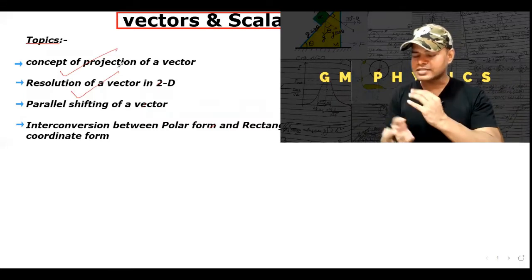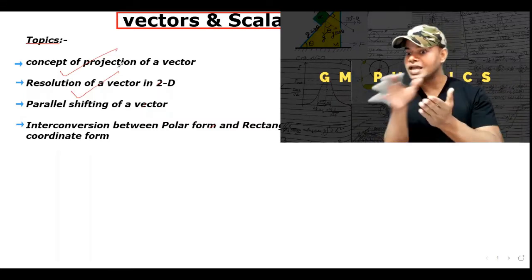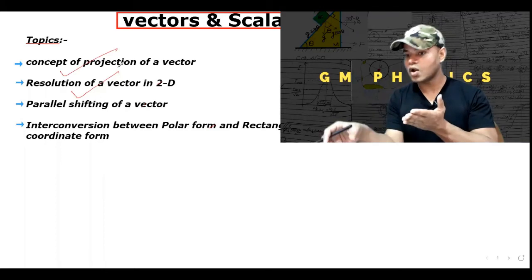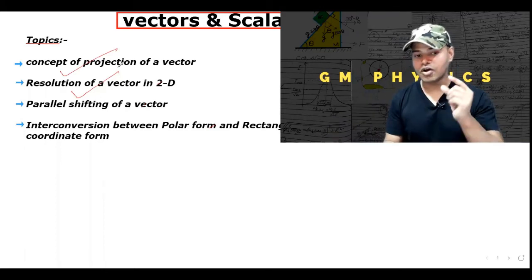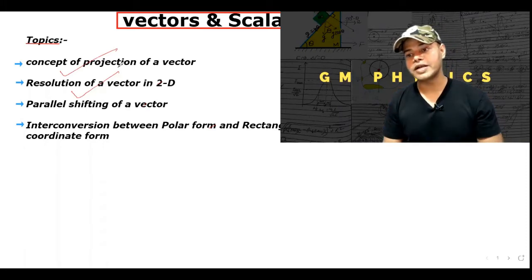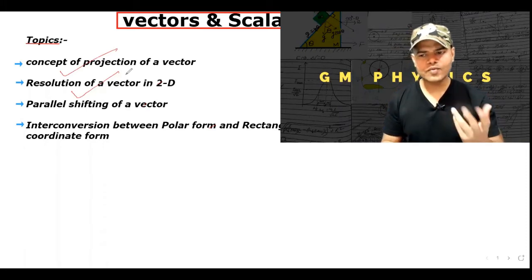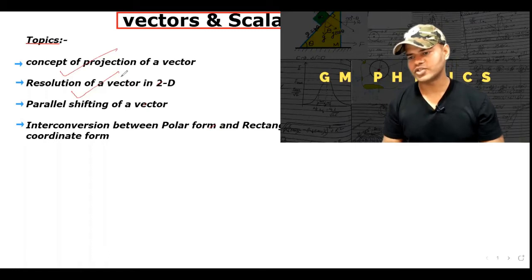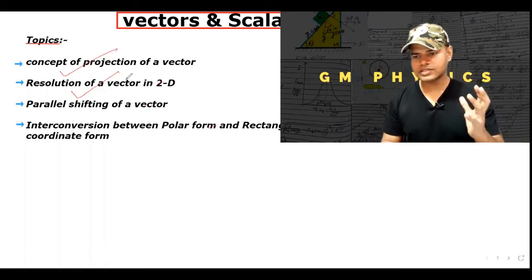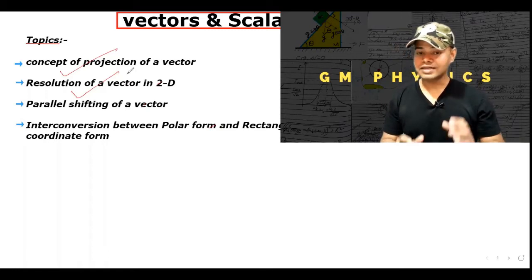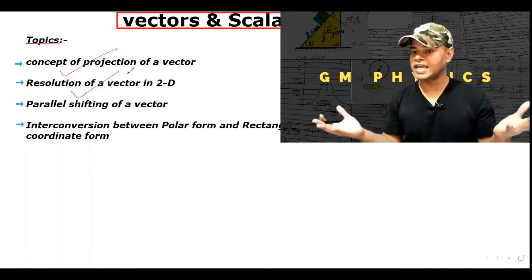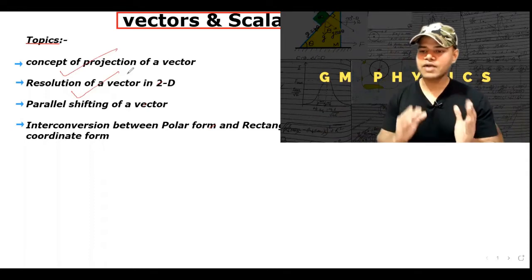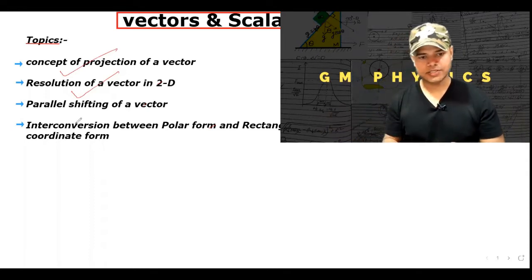Once we understand the significance of projection in vectors, that vectors follow the law of projection, we'll also understand the physical interpretation of this resolution of a vector in 2 dimensions. Why do we resolve a vector in 2 dimensions or 3 dimensions? Here in this lecture, we will discuss only resolution of a vector in 2 dimensions, or in a plane, not in 3 dimensions. That we'll do in the next lectures.